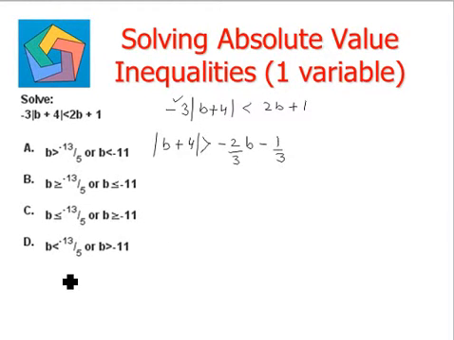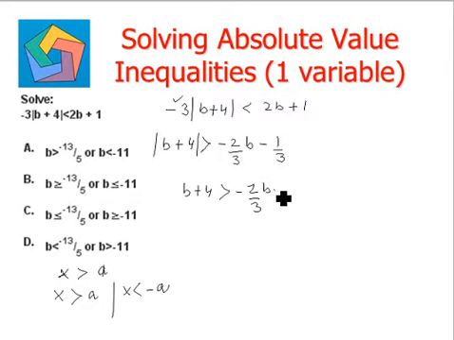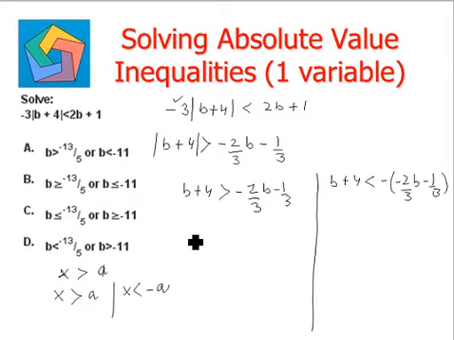Now here the case is formed as |x| greater than a. So here we have two possibilities, x greater than a as first one, while the second is x is less than negative a. So the first is simple to write as it is, b plus 4 is greater than negative 2/3 of b minus 1/3, while the second one is b plus 4 is less than negative of 2/3 b minus 1/3. So now we'll solve this.